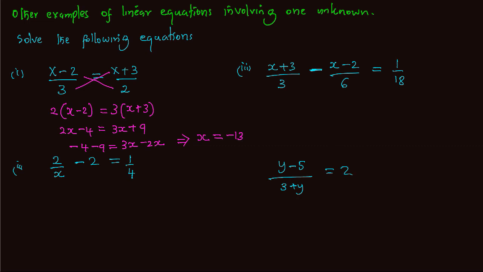In the second example, we have 2 over x is equal to 1 over 4 plus 2. We add 2 on both sides. So we end up with 2 over x is equal to 2 1/4, which is 9 over 4. 2 over x is equal to 9 over 4. Therefore, 9x is equal to 8, and from here x is equal to 8 over 9.